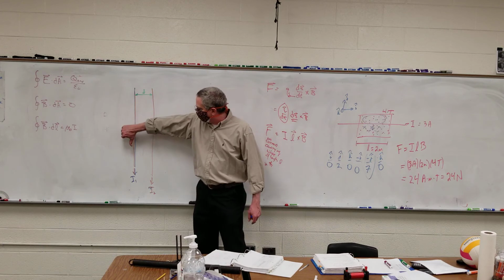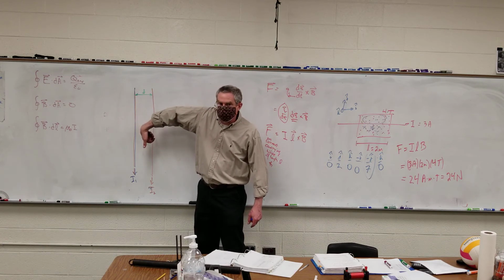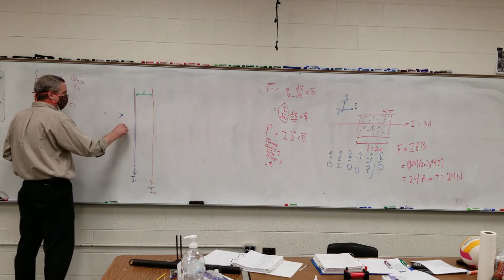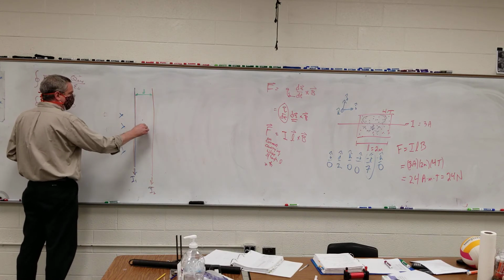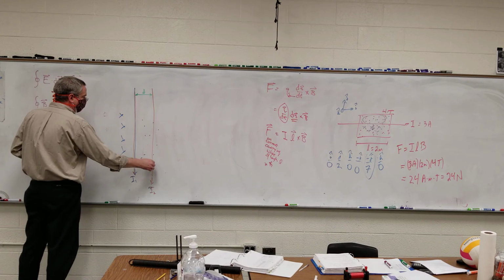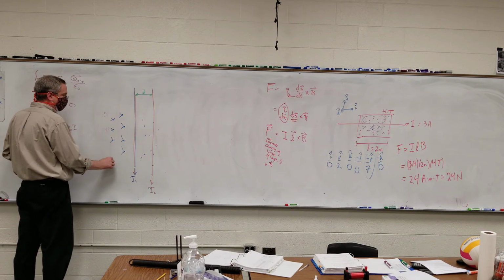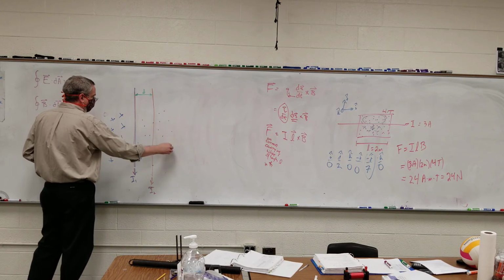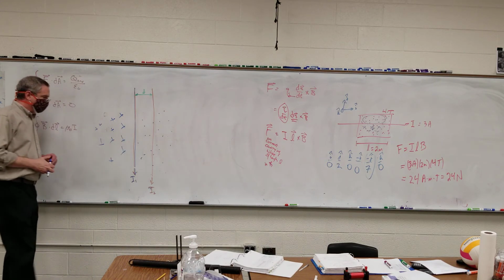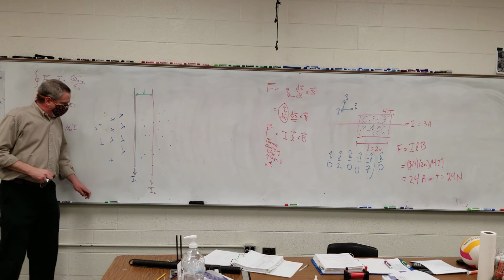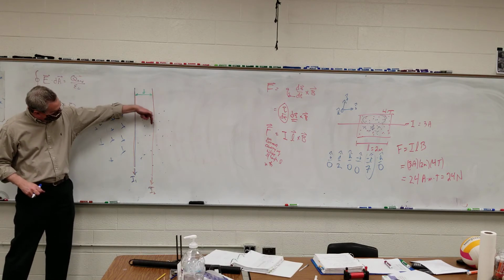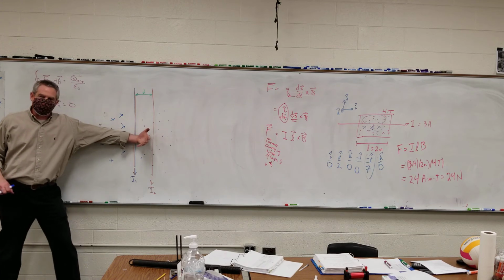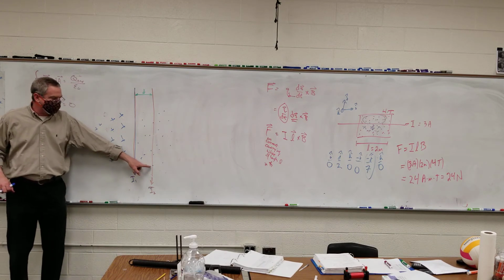My current's flowing down like that, into the board here, out of the board over here. So in blue, into the board, out of the board. It gets weaker as we go out. So I have a current that's flowing down on this wire right here, and my magnetic field's coming out of the board. Which way will this wire be forced?